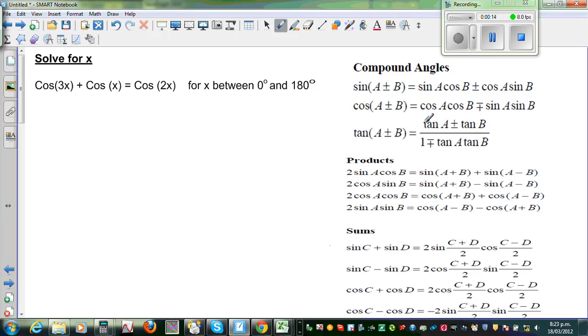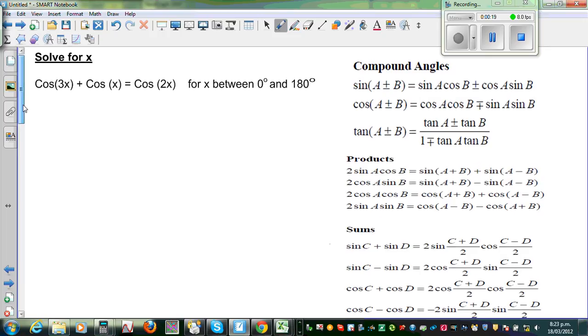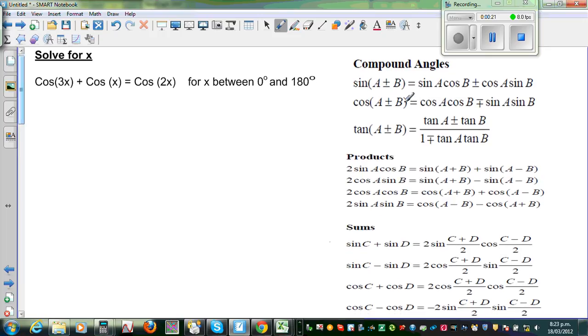So I have copied and pasted these formulas from the formula sheet. And the formula that I should be using is not this one because it's a compound angle formula. I can see cos 3x plus cos x. So the formula that I can see is this formula. So you got cos C plus cos D.